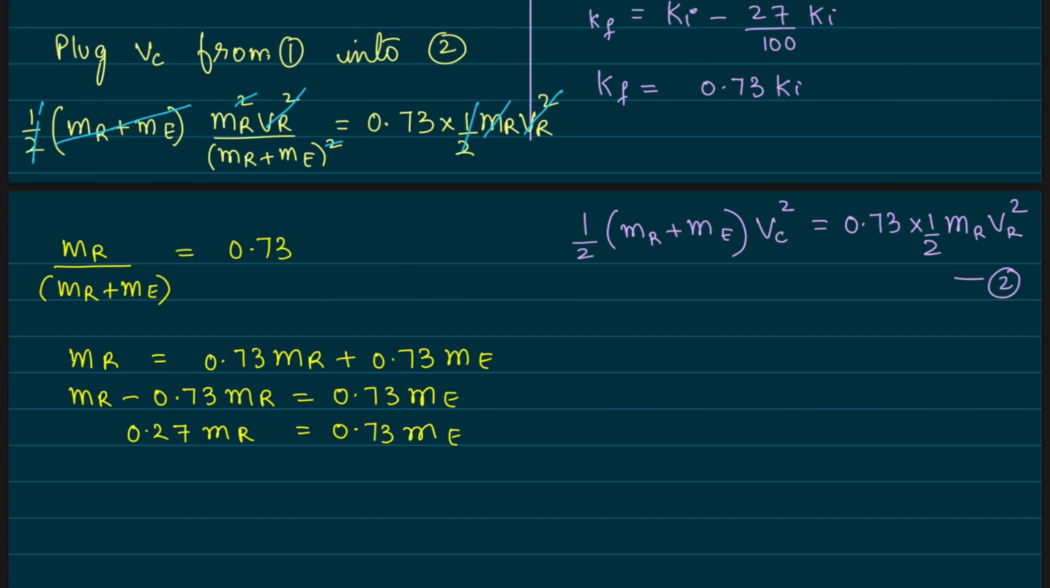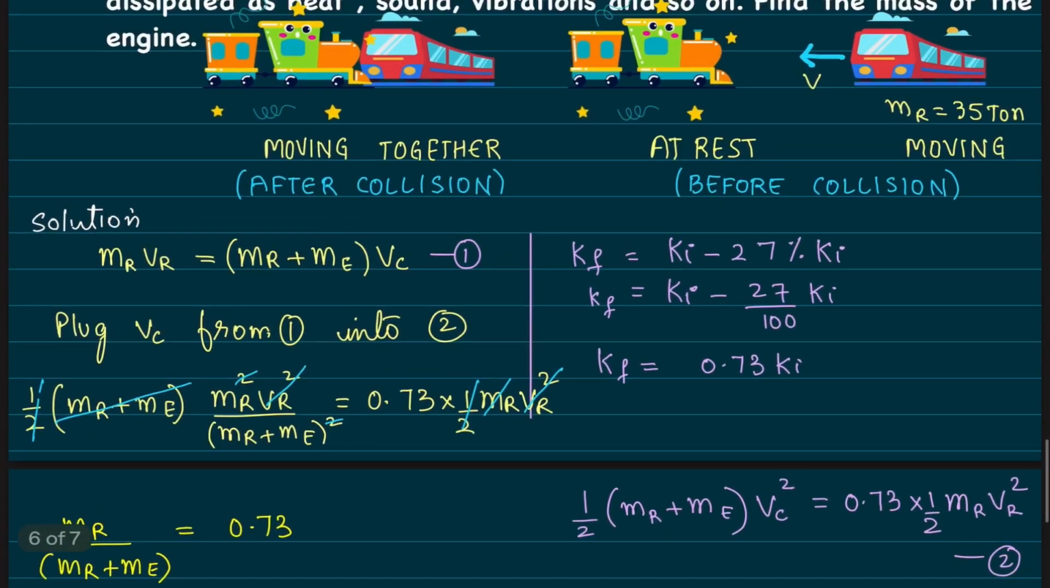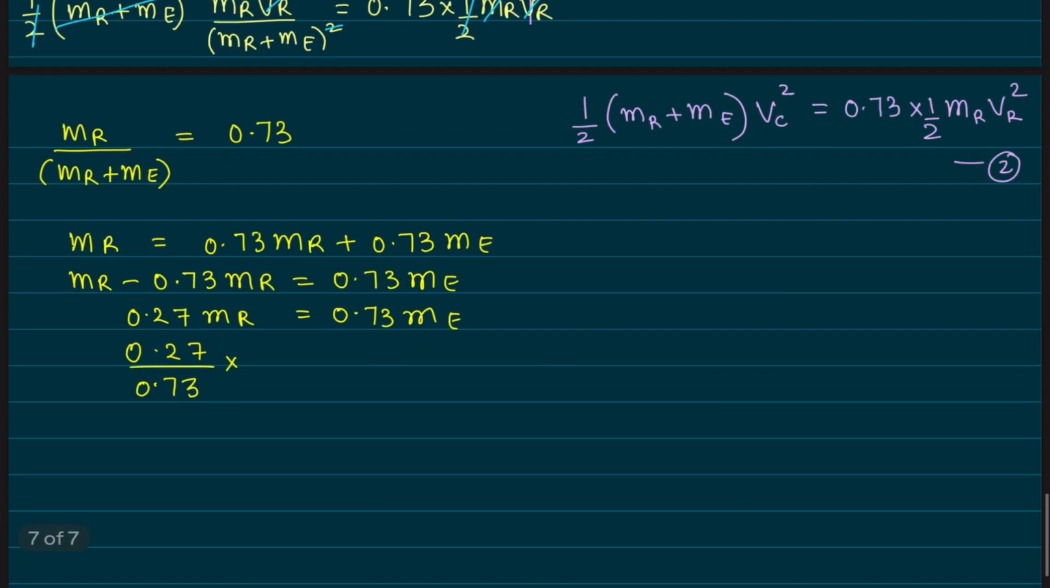So our target is to calculate the mass of the engine. So it is 0.27 divided by 0.73 times mass of rail. Mass of rail is given as 35 ton. So once you solve this, you will get approximately 13 ton. So 13 ton is the mass of the engine.